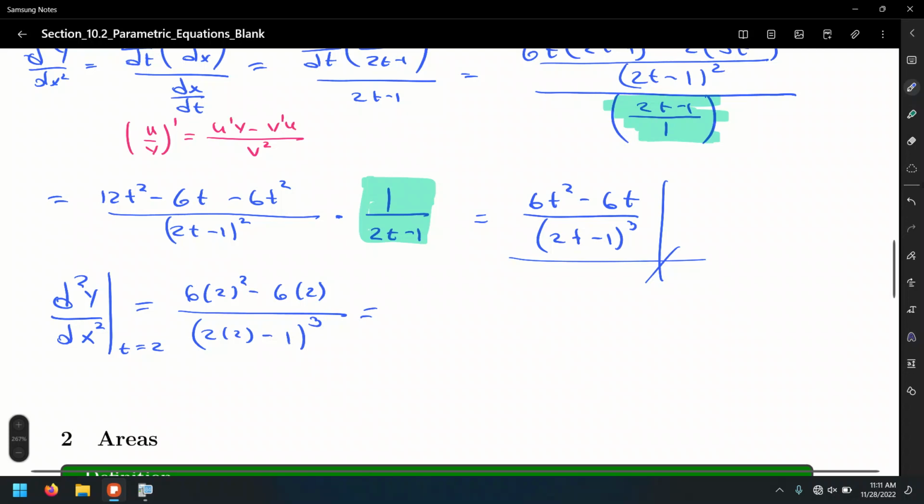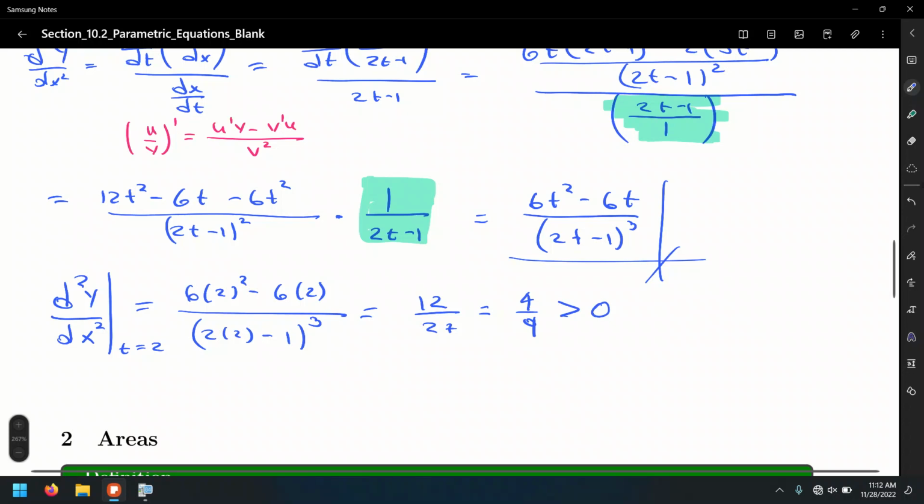So what do we have? 2 squared is 4. 4 times 6 is 24. 24 minus 6 times 2, which is 12, that's 12. And in the denominator, what do we have? 2 times 2 is 4, minus 1 is 3. That number, quantity cubed, is 27. This number reduces to 4 over 9. Even if you don't reduce it, all we care about in this case is the sign of this value. But if you reduce it, that's fine. It would be great if you reduce it, but ultimately we care about the sign.